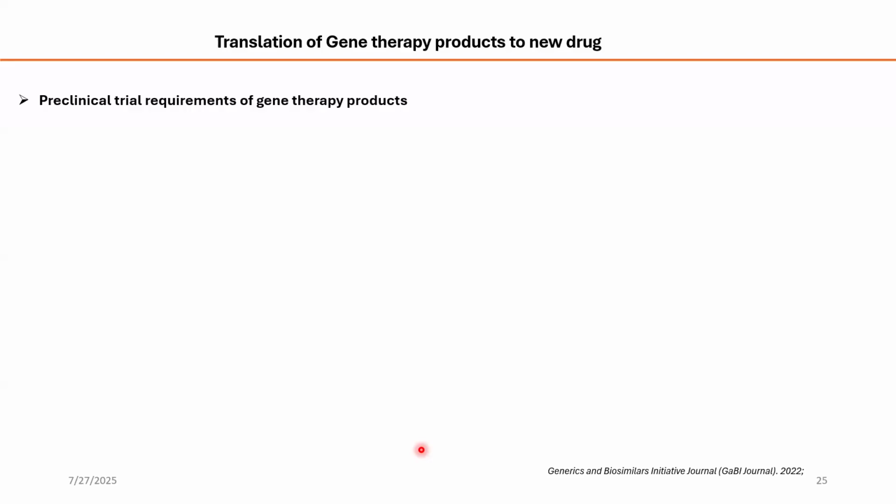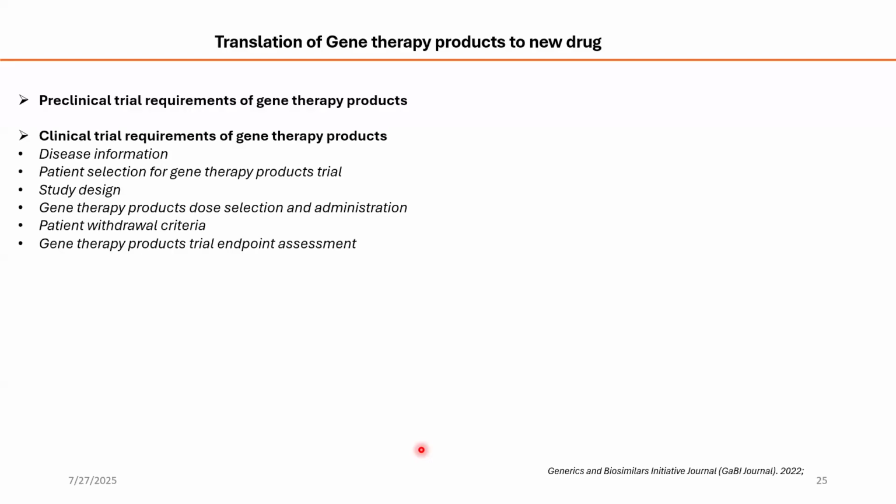So for the translation of a gene therapy product to a new drug, along with the preclinical requirements, you also need the clinical requirements, which means that you have to tell about the disease information, the selection of the patient where you are going to do the trial, and the study design. So starting from how you're going to take up the cells, or how you're going to introduce them, how you're going to follow up, all the study design has to be mentioned.